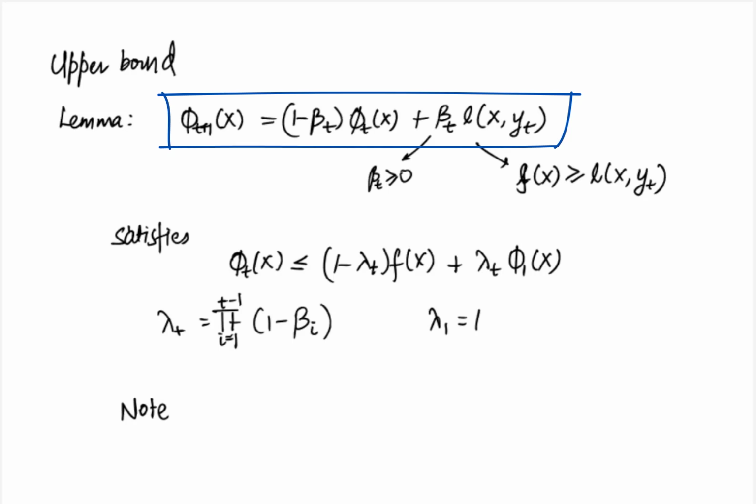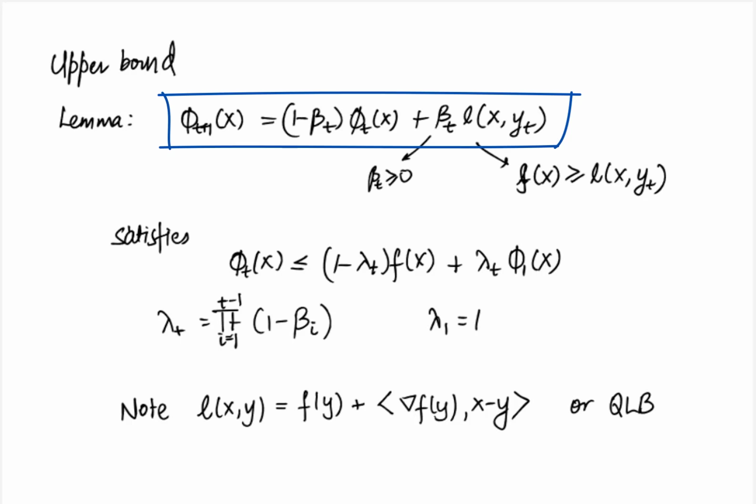The lower bound that we have required here can actually be chosen easily using the first order convexity condition. So L of x comma y is equal to f of y plus the inner product of gradient f of y and x minus y. So this is true for convex functions, and in case you have strongly convex functions, we can use the quadratic lower bound as well. So L of x comma y is either linear or quadratic.